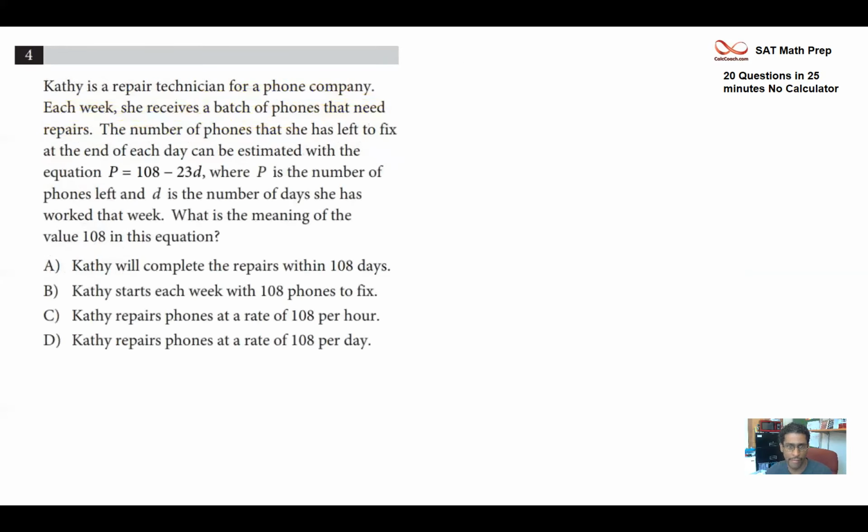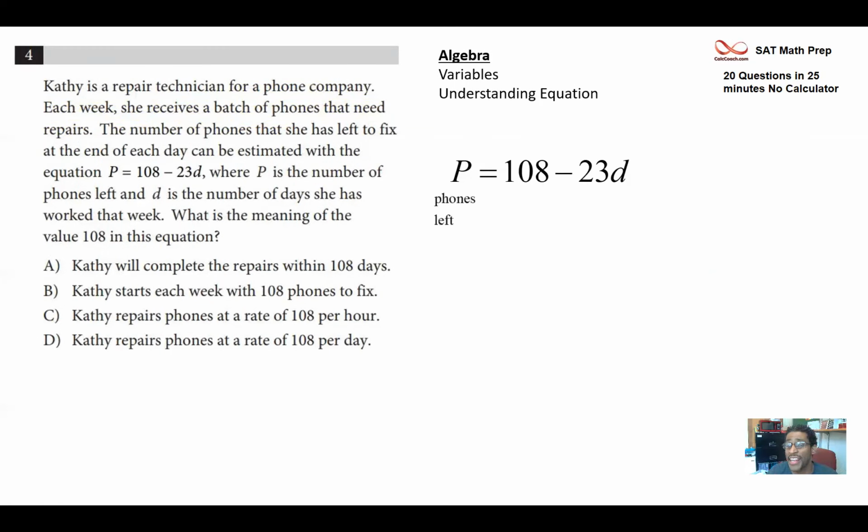Okay, all right. Next up, Kathy is a phone repair tech, and each week she gets a batch of phones that need to be repaired, and then she works on them. And what we have here is an expression with variables in it. It's our job to understand this expression, this equation. And so we have to get the important parts. We have to be able to read and interpret what this equation is saying. So the equation is P equals 108 minus 23D. They tell us what P is. That's the number of phones she has left. And they tell us what D is. That's the number of days that she's worked.